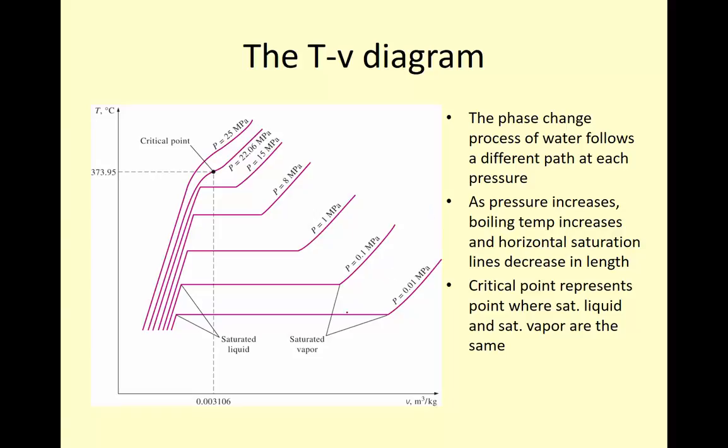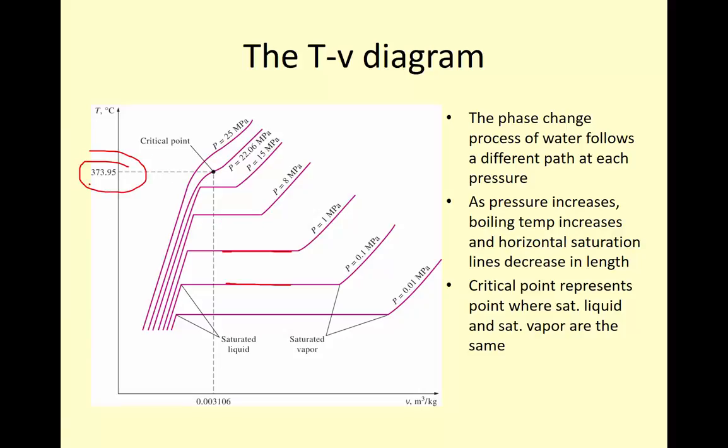As the pressure increases, the boiling temperature also increases. So if we're operating just at standard atmospheric pressure or below, then the boiling temperature will be lower than 100 degrees Celsius. And if we are operating at a pressure that's higher than atmospheric pressure, then the boiling temperature increases.